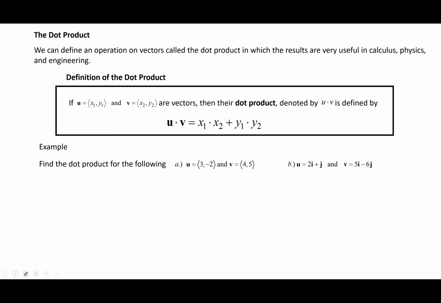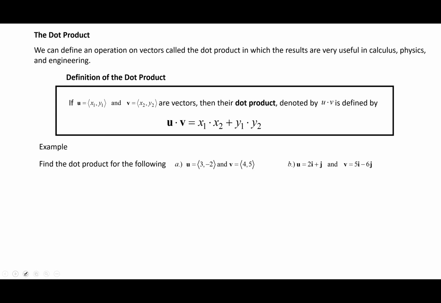But if you have two vectors in component form, that's the key there. It needs to be in component form. Then the dot product is simply the sum of the products of their components. In other words, the dot product is just taking horizontal times horizontal and adding it to vertical times vertical.